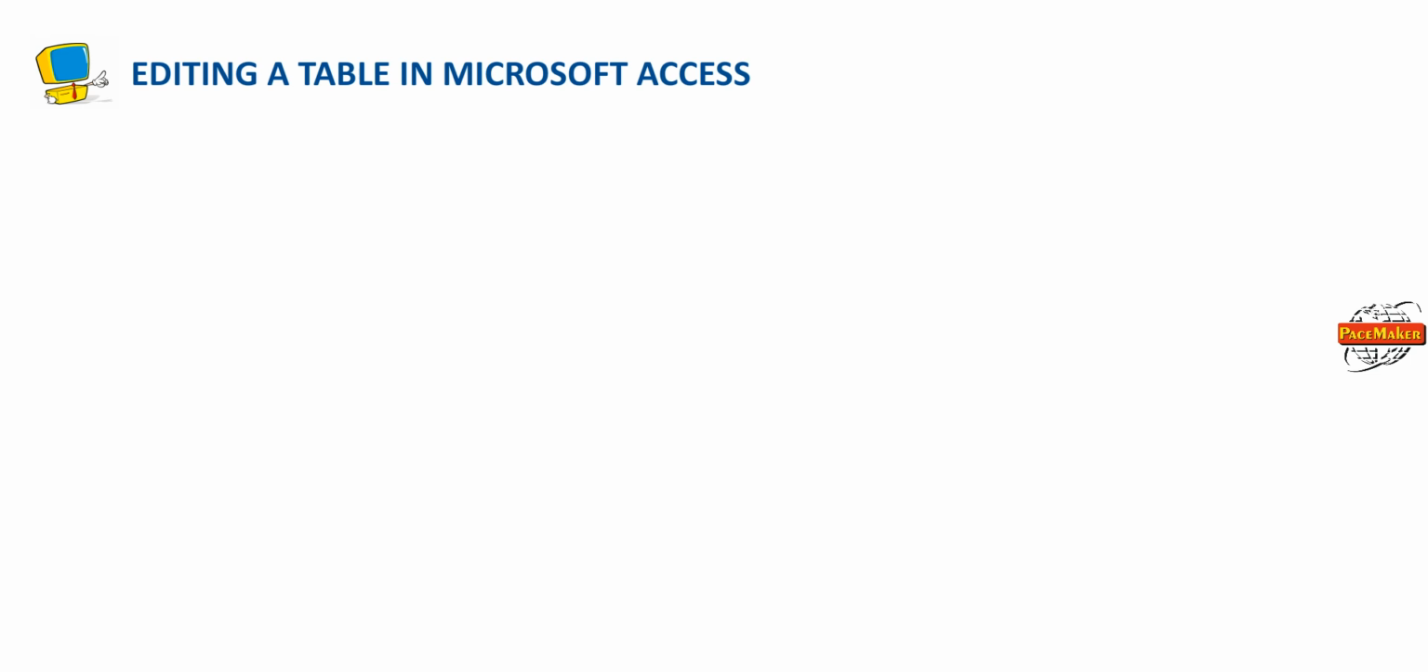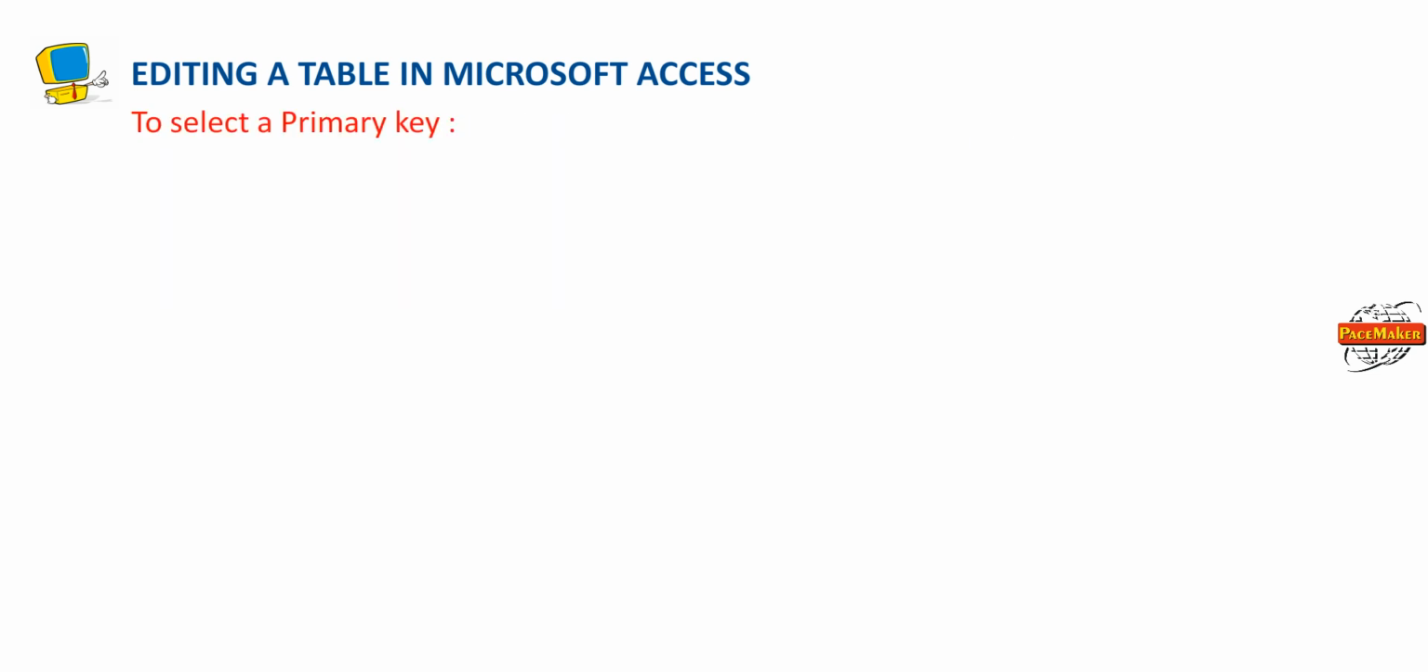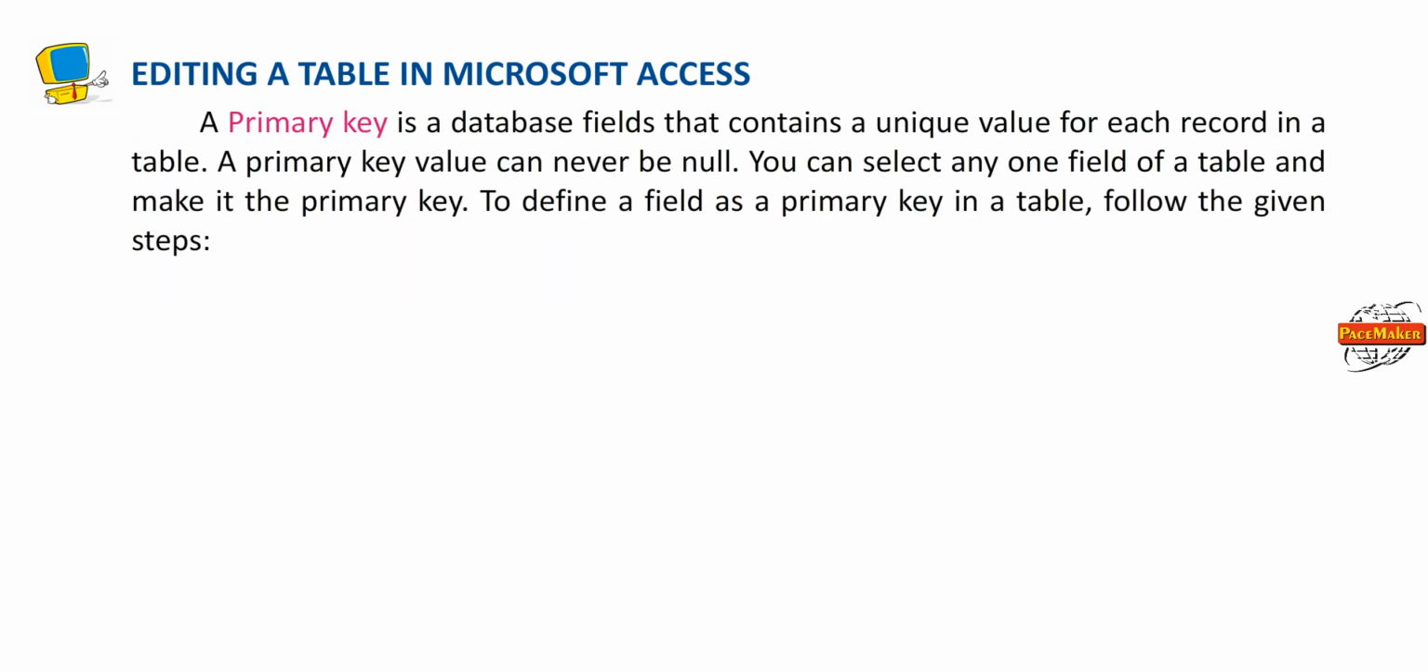Editing a table in Microsoft Access. Editing a table includes selecting a primary key, inserting and deleting a field, moving a field, and so on. A primary key is a database field containing a unique value for each record in a table. A primary key value can never be null. You can select any one field of a table and make it the primary key.